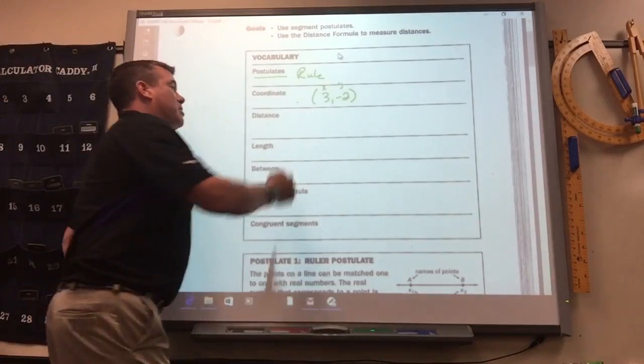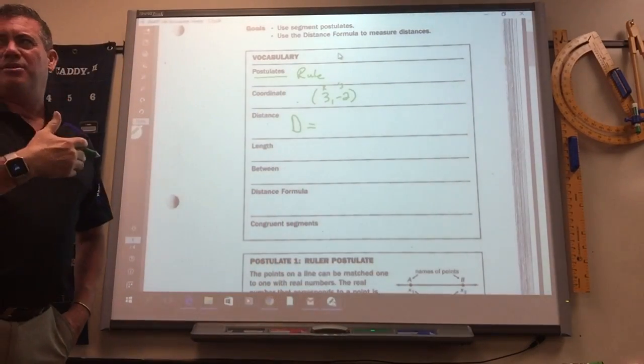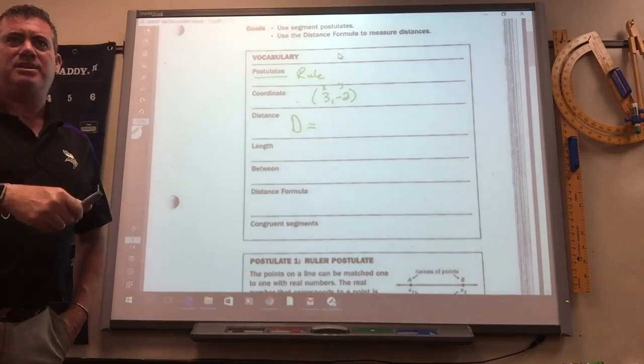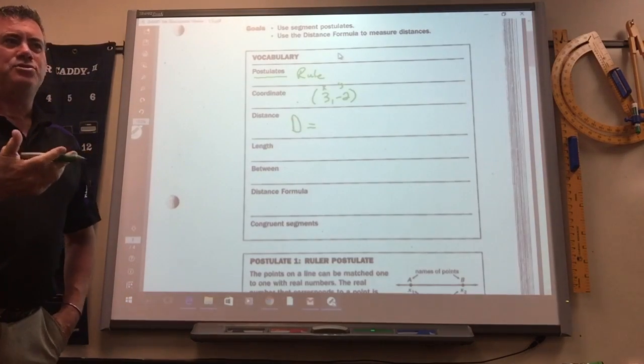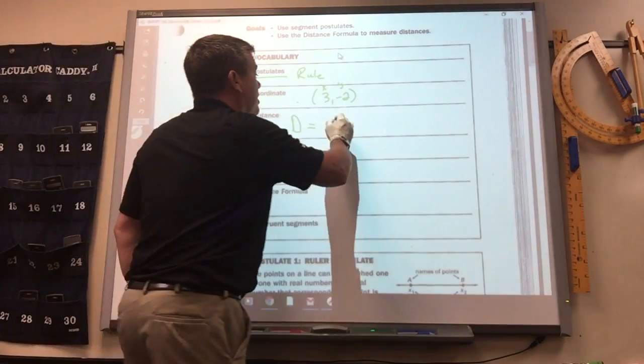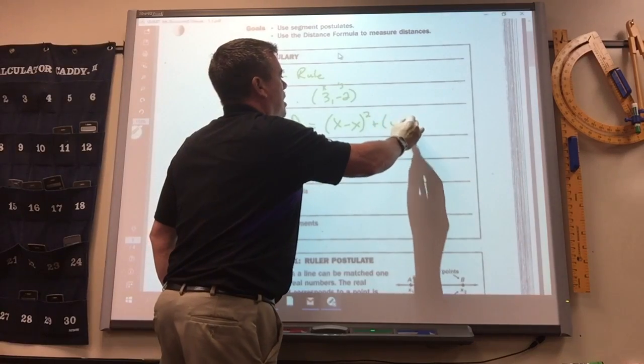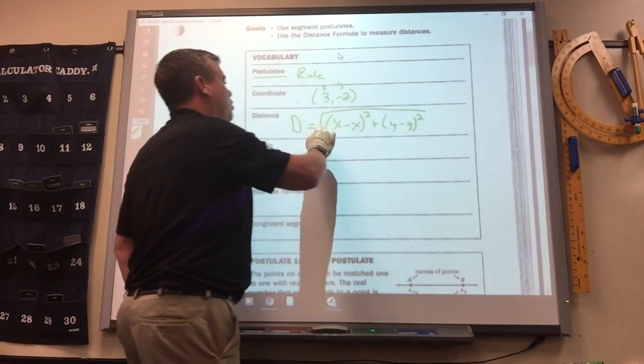The distance formula, again, you don't need to memorize it because this formula is given to you when you take like MCA tests and ACT tests and all that. But it's used so much, it's going to save you some time if you just remember it. It's x minus x squared plus y minus y squared, square rooted.